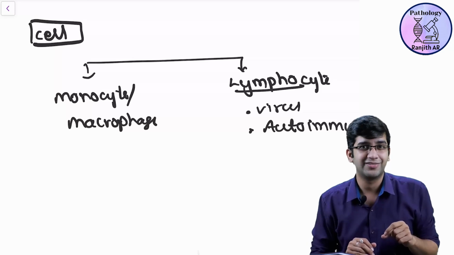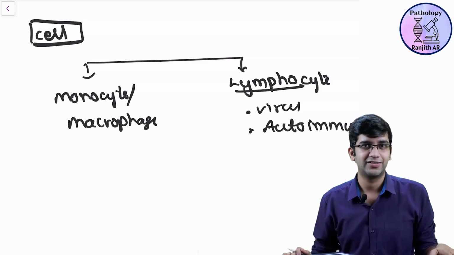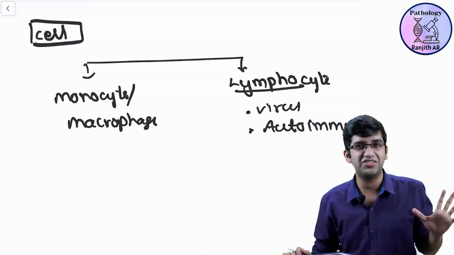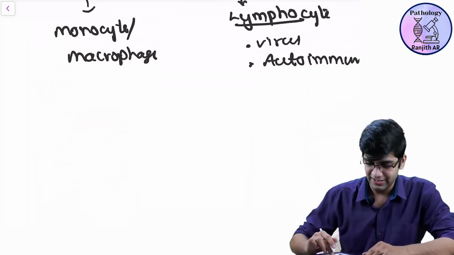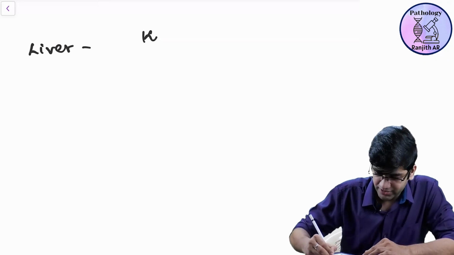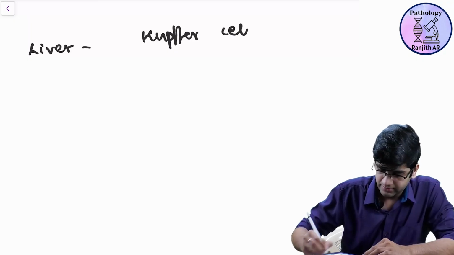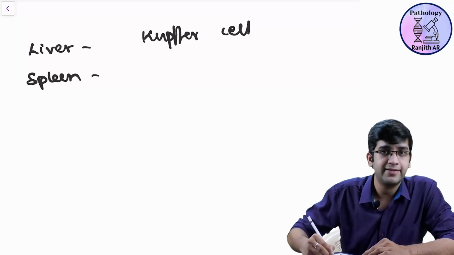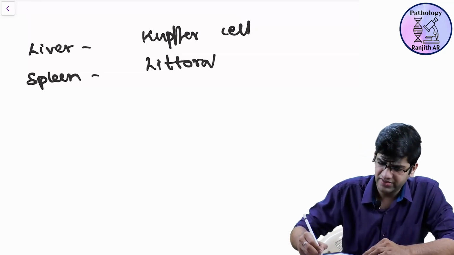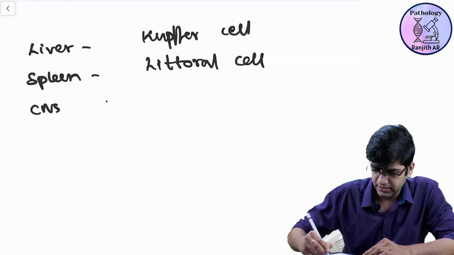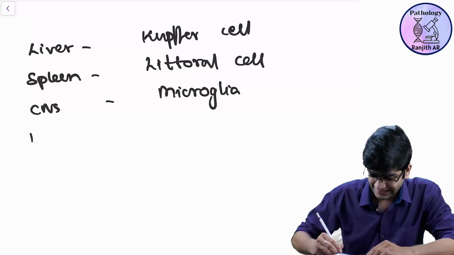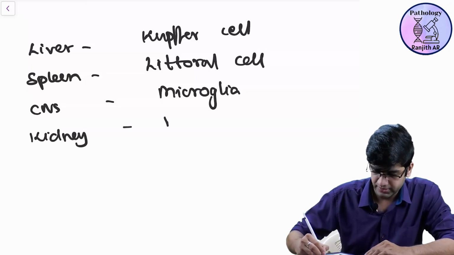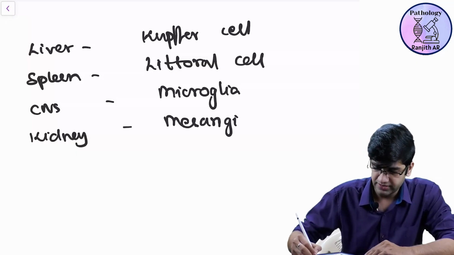But this macrophage has different names in different organs. It's like a thief who goes to a different place, changes its name and disguises. You just see the names of the macrophage. We'll start with the ones you know already. In the liver, they are called Kupffer cells. In the spleen, they are called littoral cells. They are the same macrophage, same function, different terminology. In the CNS, microglia is a macrophage. They do the function of the macrophage. In the kidney, we have mesangial cells. They do the function of the macrophage.